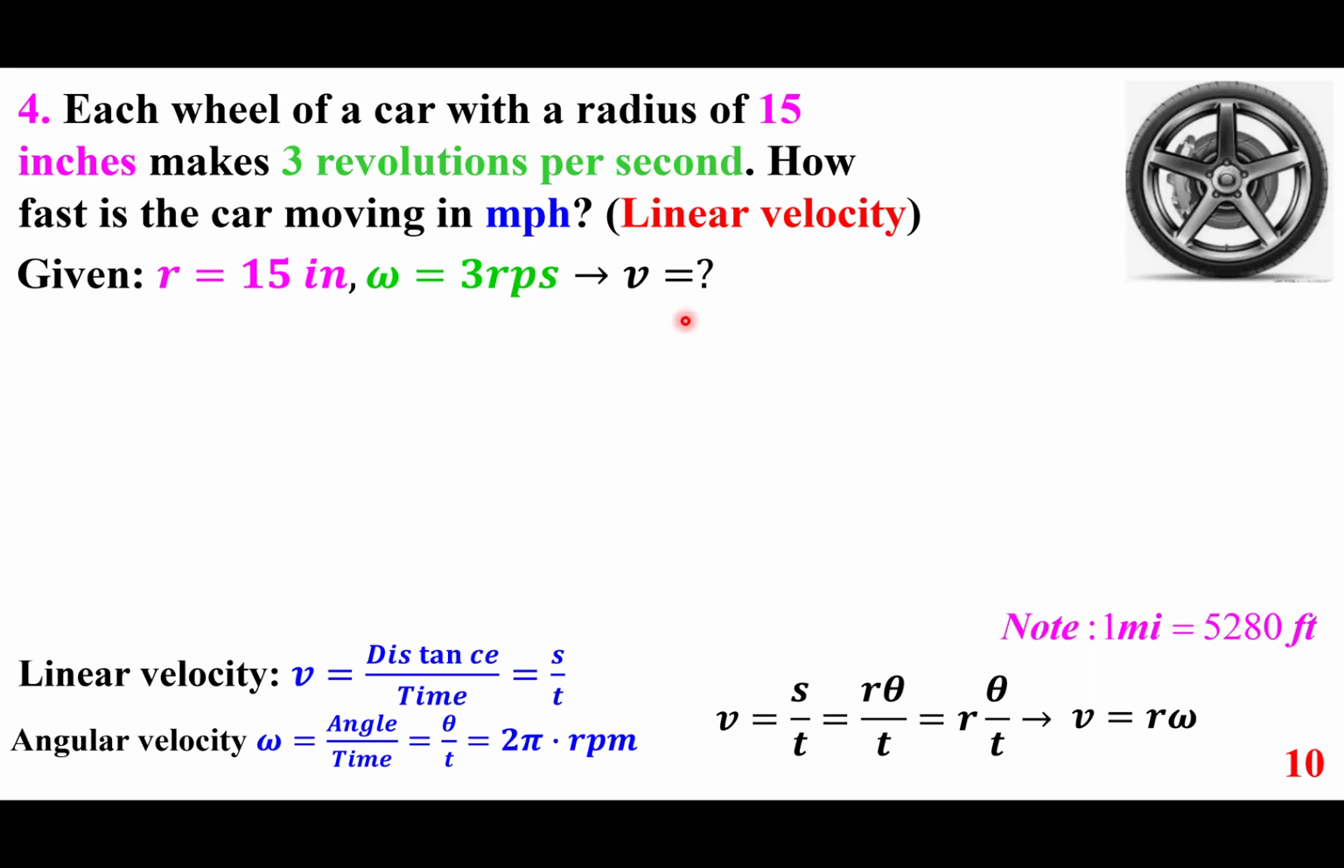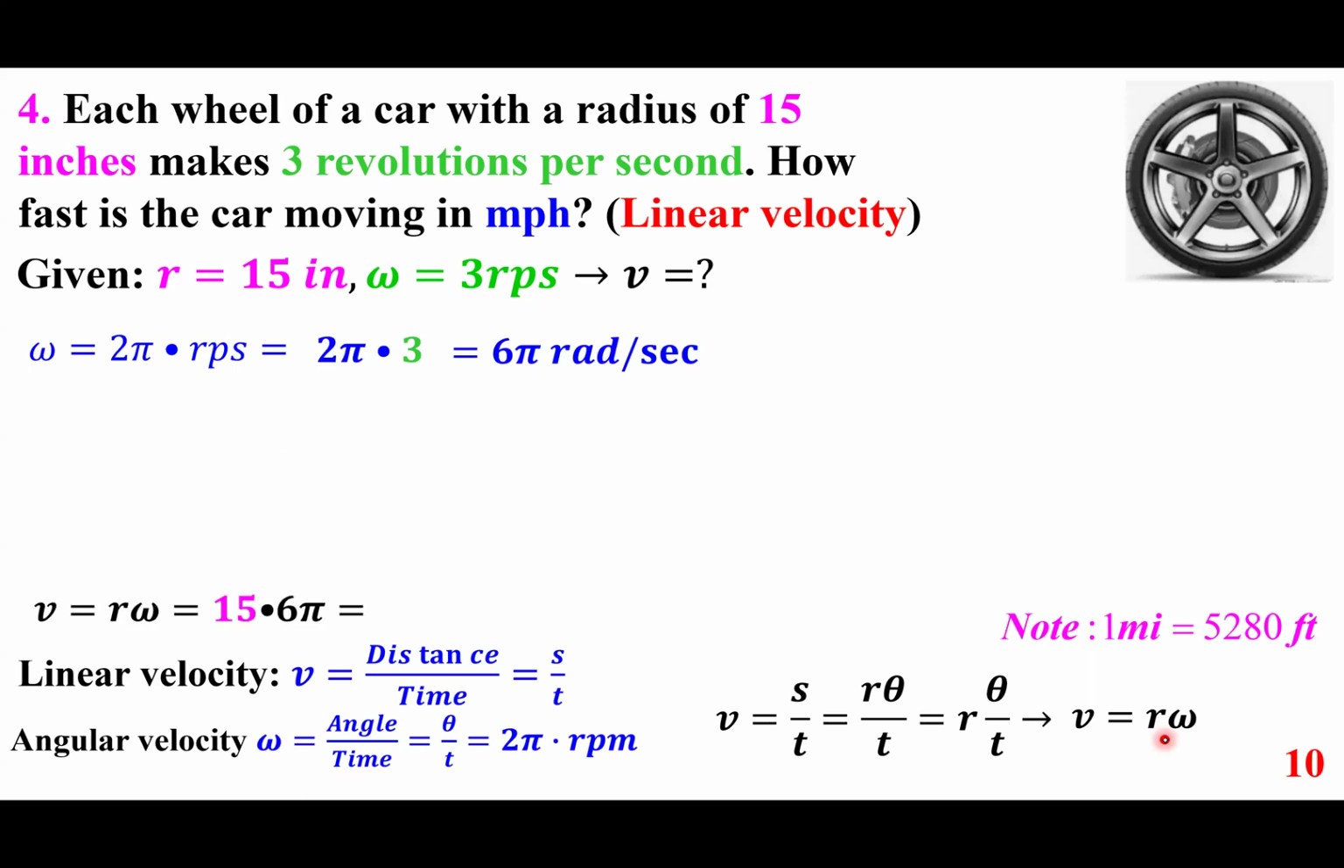As mentioned, omega is 2 pi RPM, in this case RPS. So 2 pi times whatever this number is, 3. So that makes it 6 pi. And now it's radians per second instead of revolutions. 3 revolutions per second becomes 6 pi because it has to be in radians, 6 pi radians per second. And we came up with V equals R omega. Okay, let's go with that.